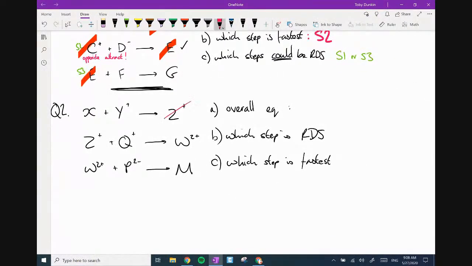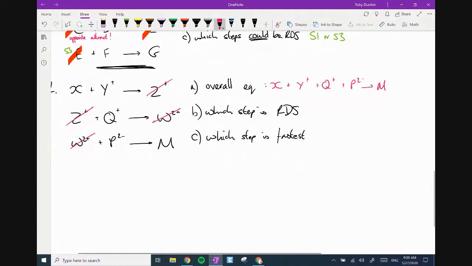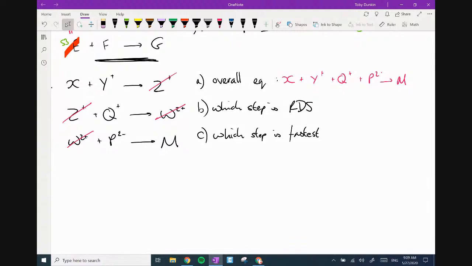Overall equation for this, the Z plus cancels. Yeah, the W cancels. Similar kind of thing. X plus Y plus Q plus P2 minus. Notice the conservation of charge still works. It's amazing the way you see that. I love conservation of electric charge. It's one of the most useful things I picked up.